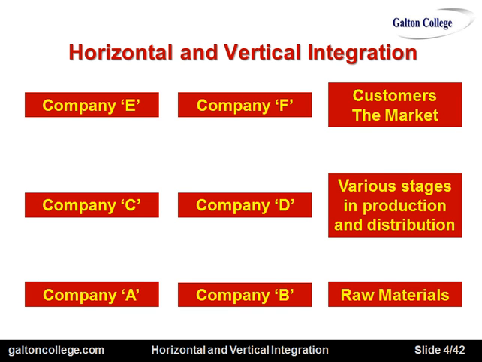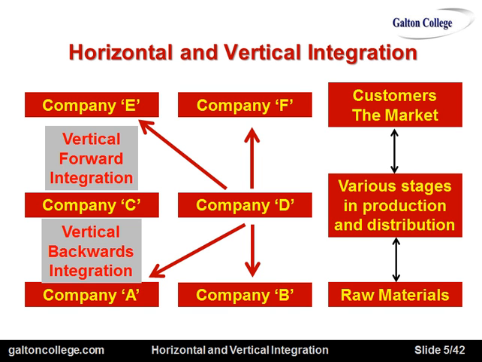Company E and F, very close to the market, companies that deal with the final customer. C and D are the companies that make the product. They make the product and perhaps sell the product to companies E and F. And companies A and B supply the raw materials. They sell to companies C and D. So A and B sell to C and D, and C and D sell to E and F. And in that way the raw materials are processed into production and sold on to the final customer.